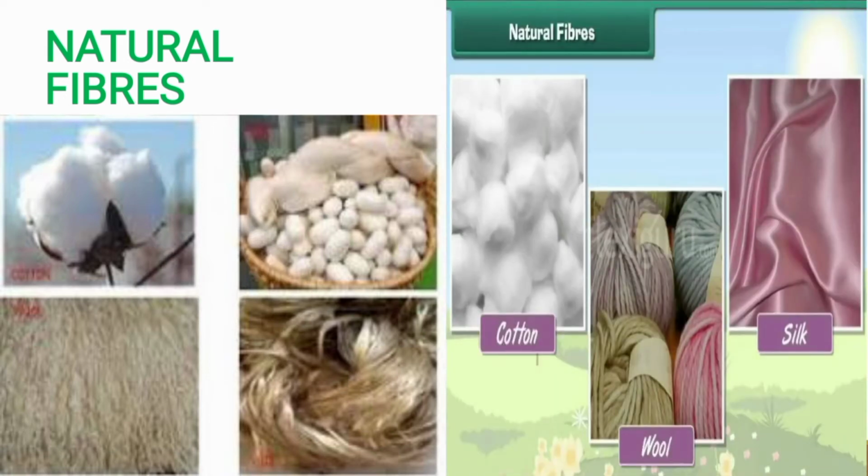Under the plant source, we have the cotton gotten from a cotton plant, as you can see in the image. We also have the linen gotten from the flax plant. Then under the animal source, we have our wool gotten from the fleece of sheep, and also the silk gotten from the cocoon of a silkworm, as you can see in the image here also.